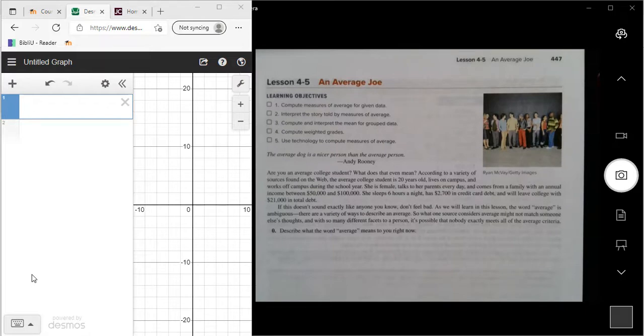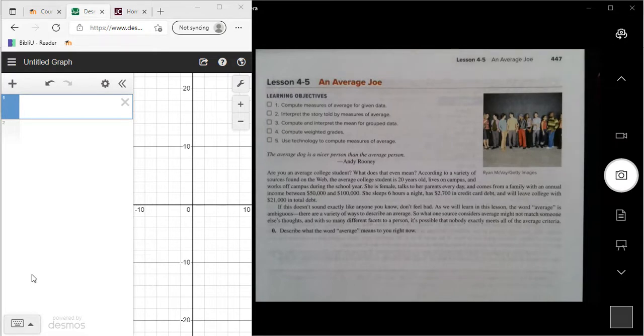Andy Rooney. Are you an average college student? What does that even mean? According to a variety of sources found on the web, the average college student is 20 years old, lives on campus, and works off campus during the school year. She is female, talks to her parents every day, and comes from a family with an annual income between $50,000 and $100,000. She sleeps 6 hours a night, has $2,700 in credit card debt, and will leave college with $21,000 in total debt. If this doesn't sound exactly like anyone you know, don't feel bad.